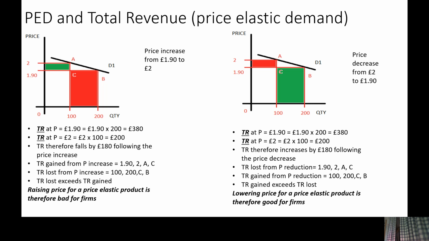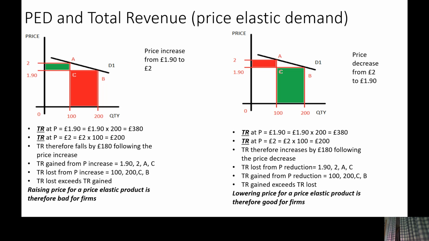Because we're losing so many customers, we lose the red area of revenue. But we will gain a little bit of revenue, the green area, by that increase in price. 100 people will still buy, so we get a little bit more revenue from those. But hopefully what you can see now is that revenue has fallen.